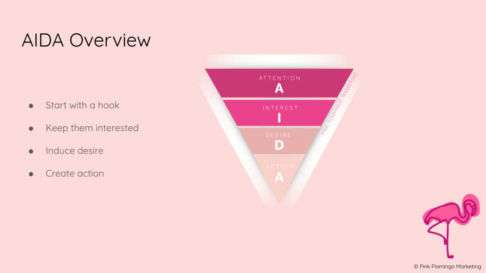To recap over AIDA, firstly, we need to start with the hook. We need to gain their attention. Then we need to keep them interested and demonstrate that we know their needs and their problems and how we can solve them. Then we need to induce desire. We need to allow them to feel comfortable and allow themselves to want. And finally, we need to provide the action, such as viewing the website or booking that discovery call, signing up to the mailing list, or viewing the online shop.